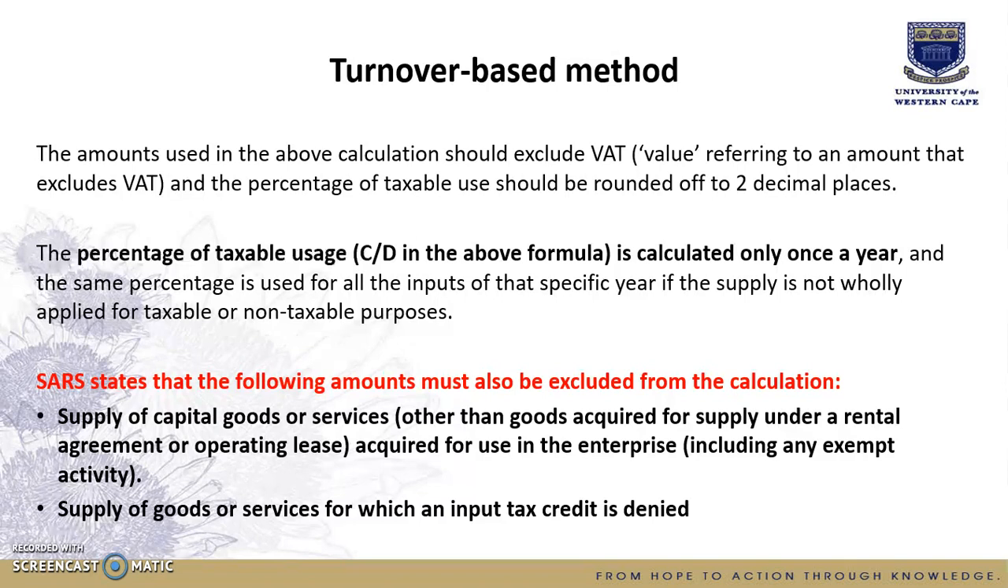Okay. This percentage that we're trying to calculate, we can only calculate it once a year, and the same percentage is used for all the inputs of that specific year. Alright, SARS states that the following amounts must also be excluded from the calculation: supplies of capital goods and services acquired for use in the enterprise, and supplies of goods and services for which the input tax credit is denied.